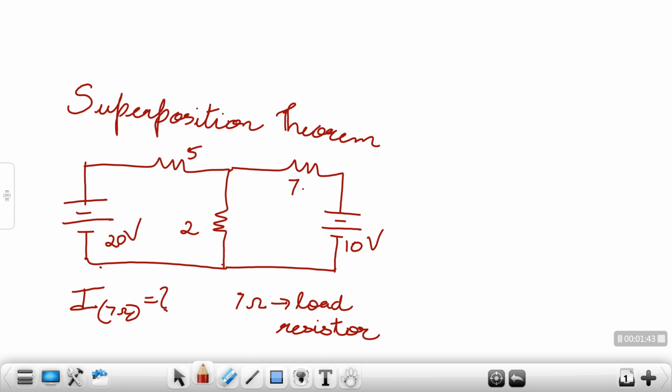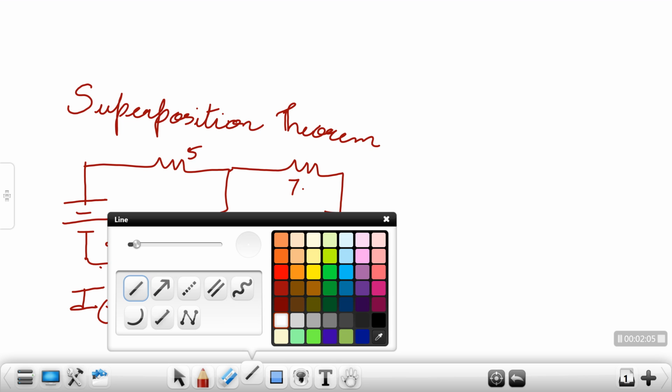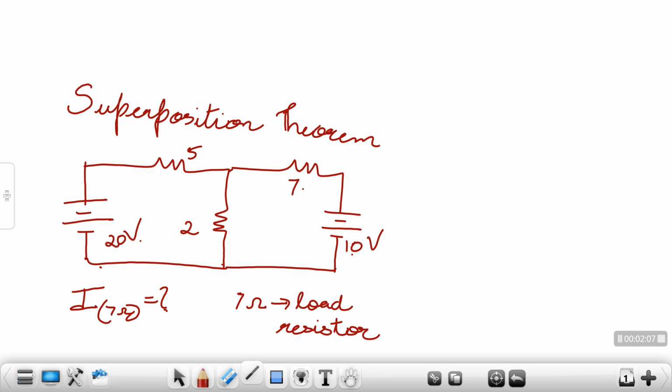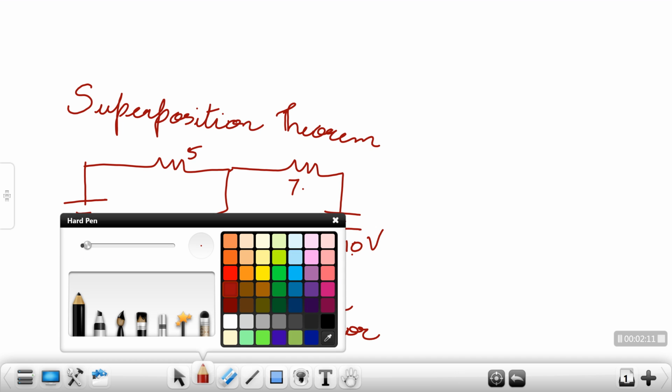But if you check the circuit, how many sources? I have 2 sources. One is a 20 volt source, one is your 10 volt source. So the current in this 7 ohms resistor will be the current because of this 20 volts and also because of the 10 volts. Whatever is the final effect of both these sources combined together, that will be your final current over here.